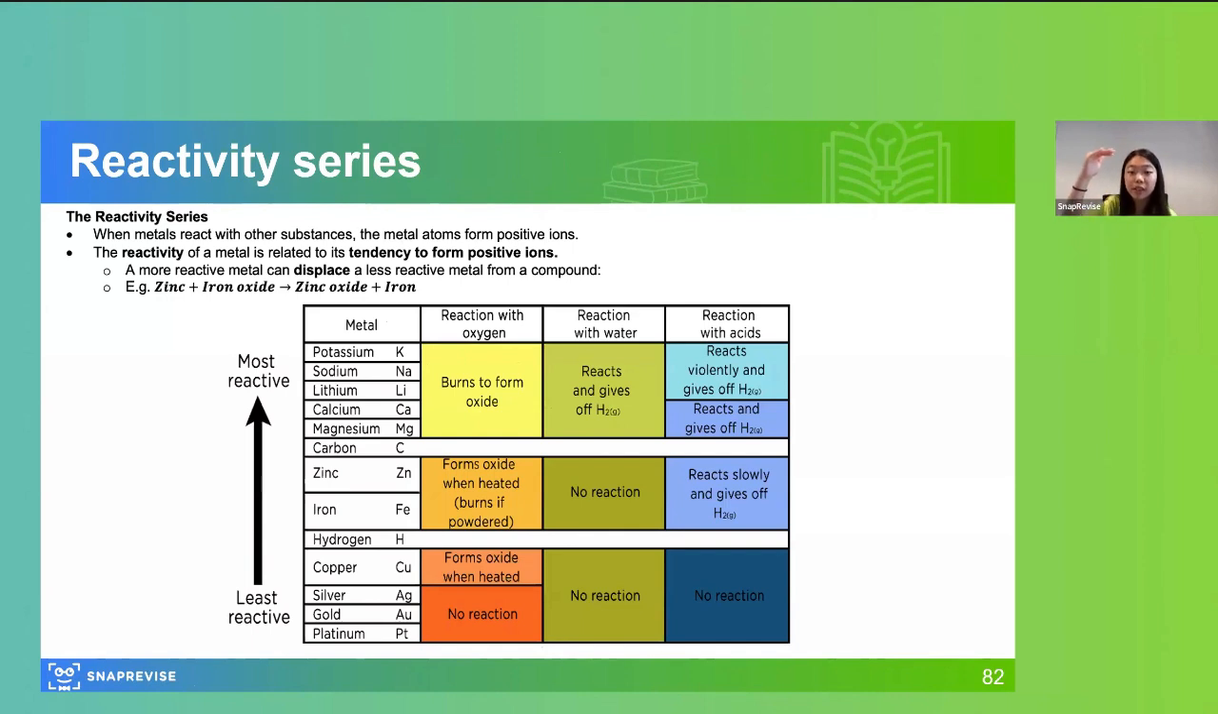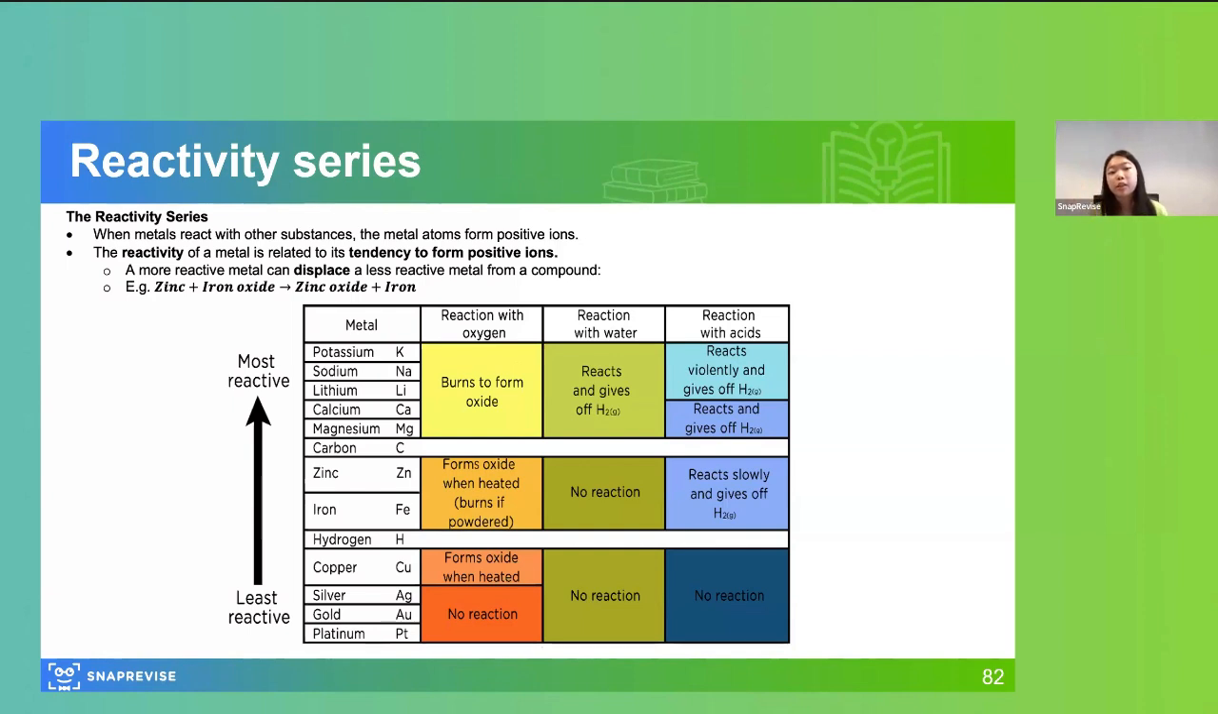So if it's higher on the reactivity list, it's going to be able to displace those that are lower on the reactivity list. For example, zinc is higher on the reactivity list compared to iron. So zinc can displace iron in iron oxide to form zinc oxide, and you can extract iron.